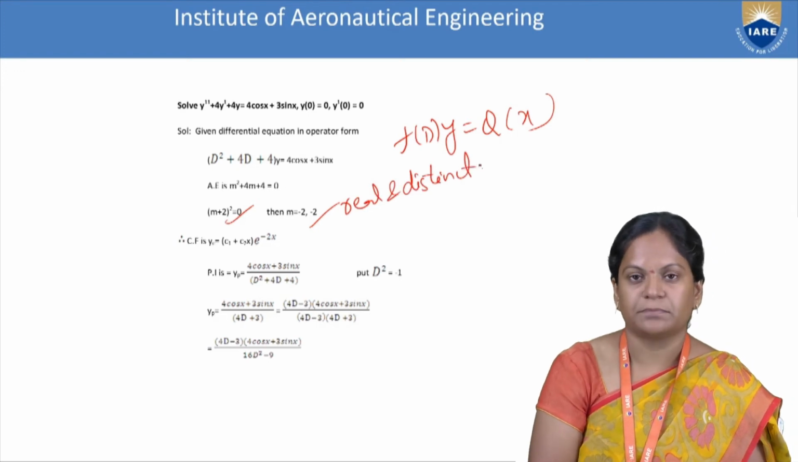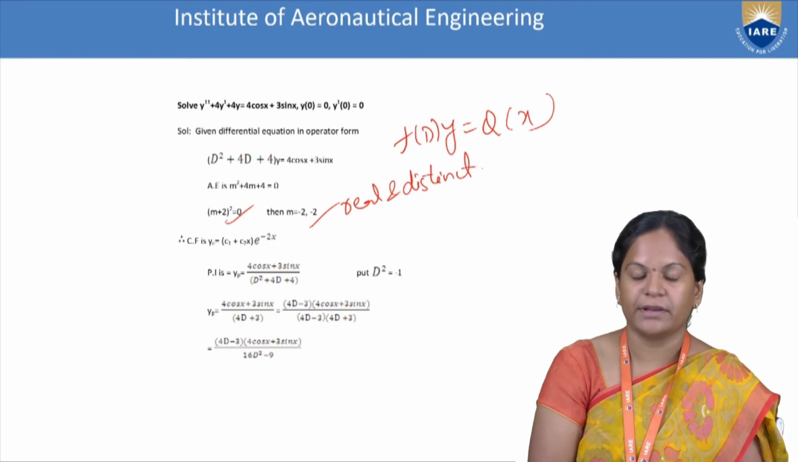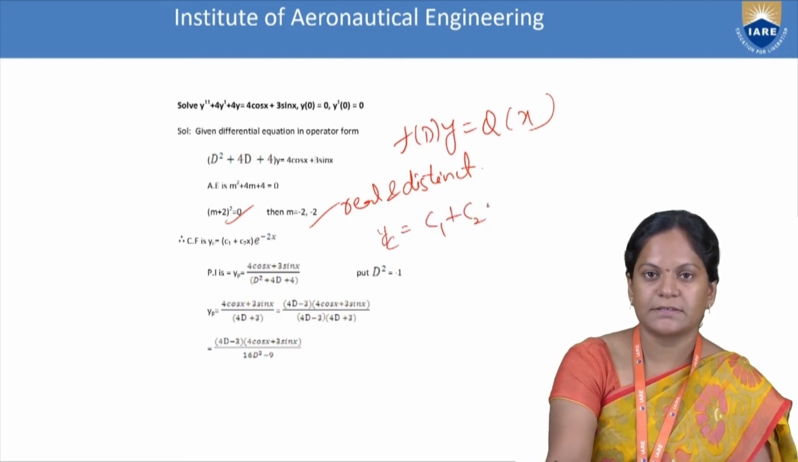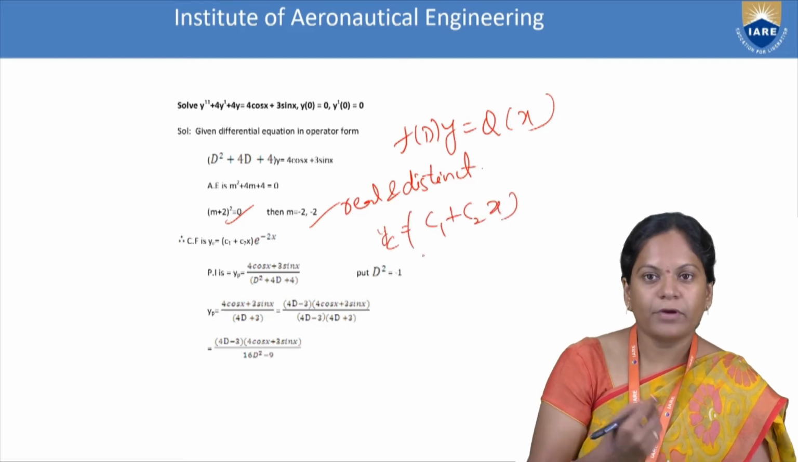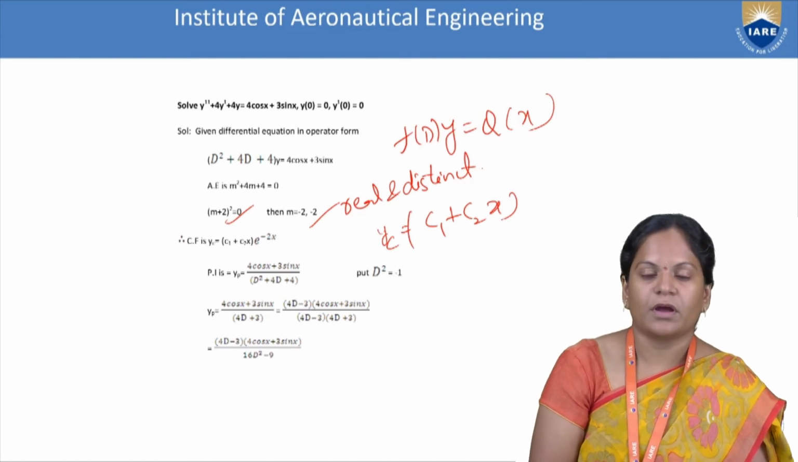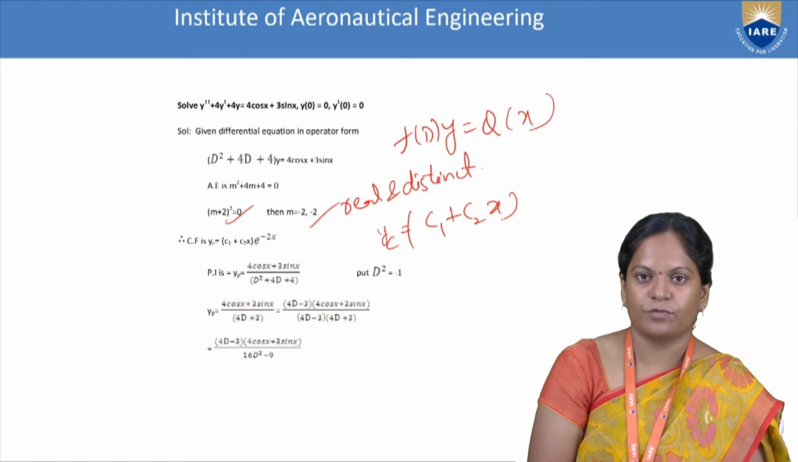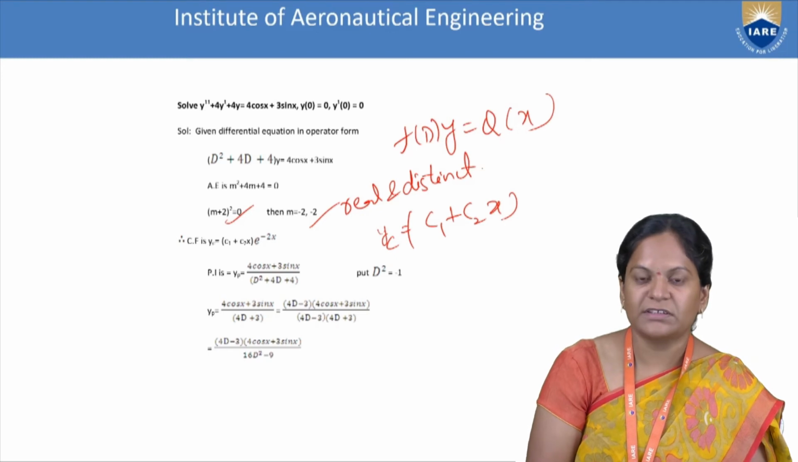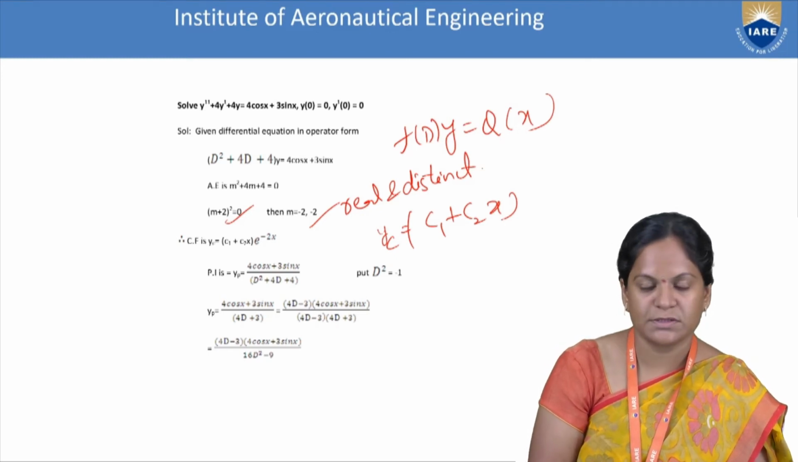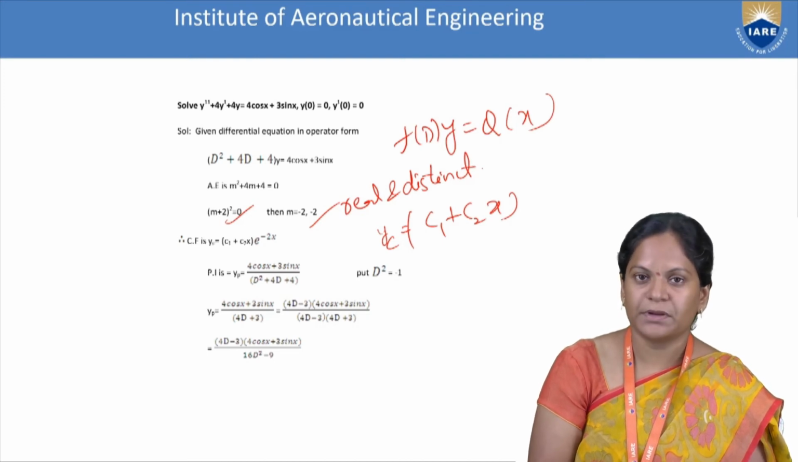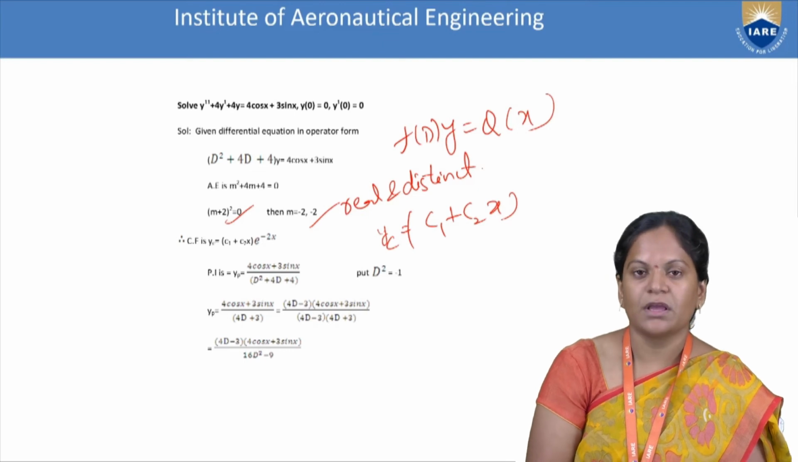Here the roots are real and distinct. The complementary function yc is c1 plus c2x into e power minus 2x. If roots are repeated, we have to take c1 plus c2x. For one root, we write c1 plus c2x, so there is no need to write c1 e power minus 2x plus c2 e power minus 2x, which is not a valid yc. If any root is repeated 2 times or 3 times or any number of times, we have to take yc equal to c1 plus c2x.